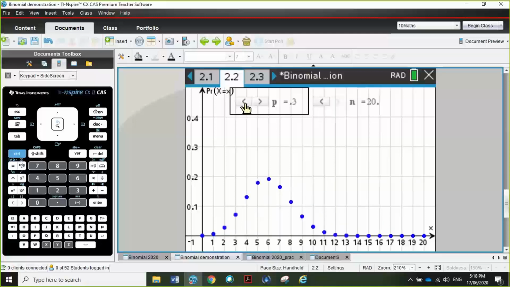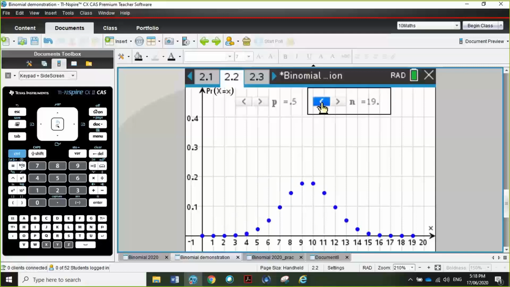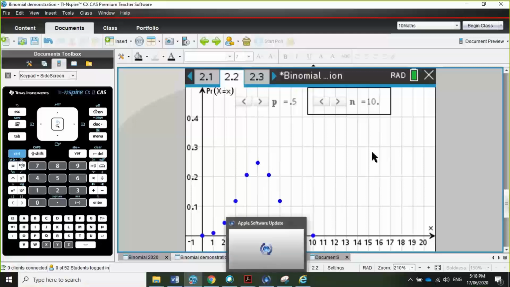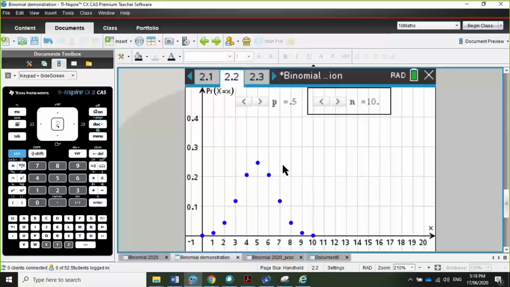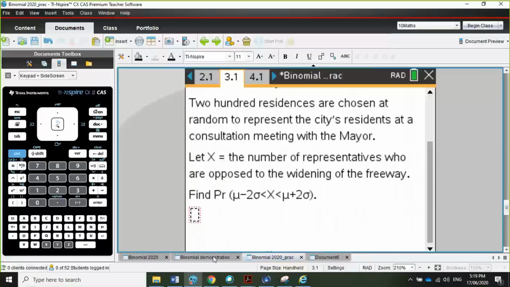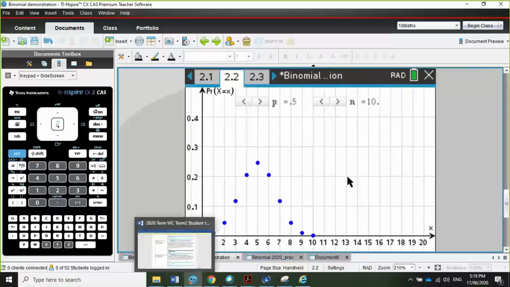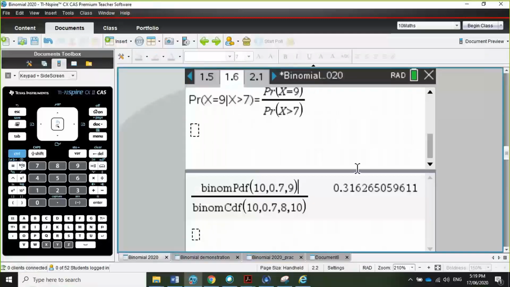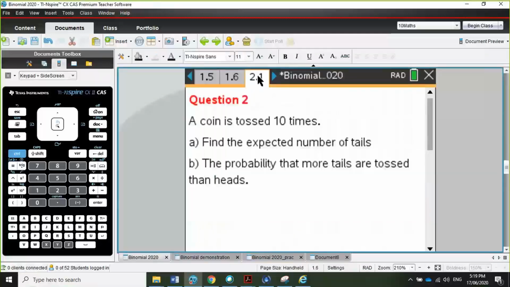Now, if we go back to a coin being tossed, and I think there were 10 attempts here, we can see that's a symmetric distribution. How many tails would we expect? The expected value is 5. And we can see that here nicely on our graph as well, that has the highest probability. But it certainly doesn't mean that we will definitely get 5 heads or 5 tails.